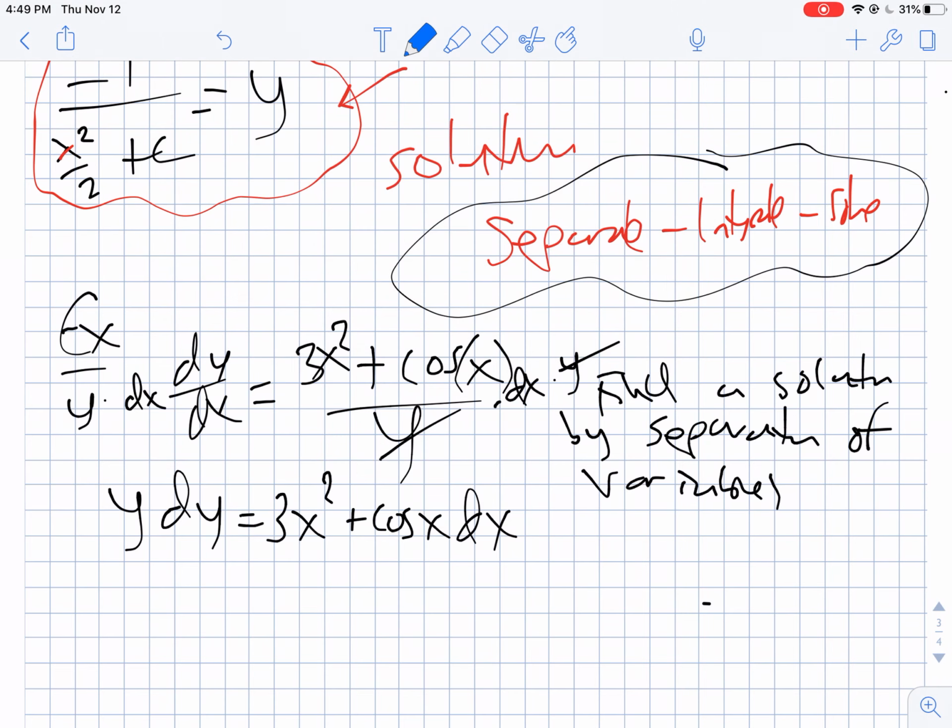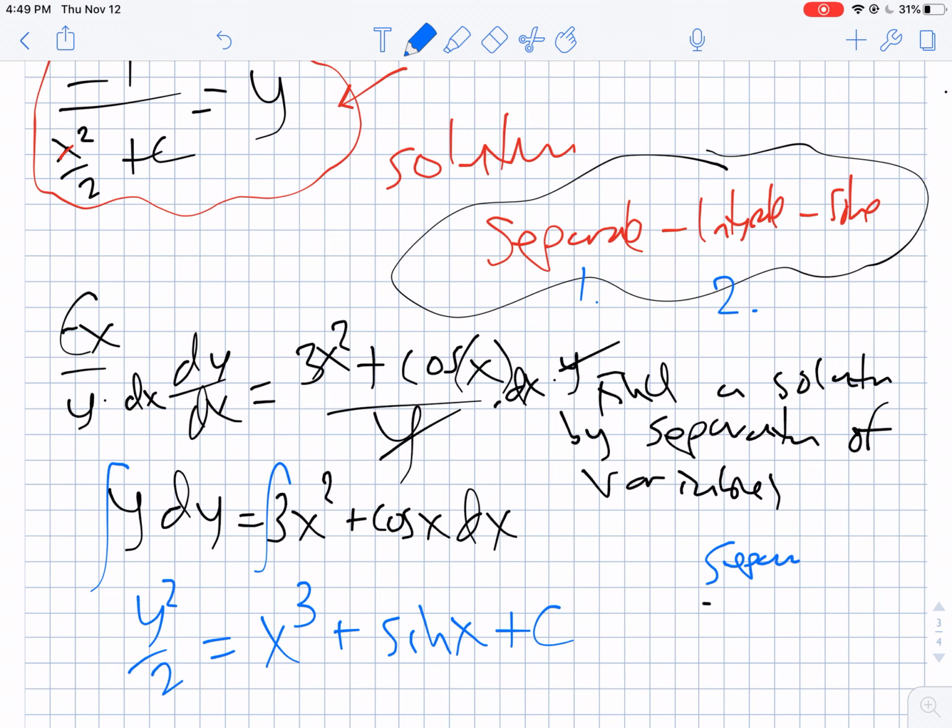So that was number 1. Now we'll go ahead and integrate for number 2. So we integrate the left side, so y squared over 2. Integrate the right side, x cubed plus, the derivative of sine is cosine, so sine x plus c. So I separated, I integrated, and now my last step is to solve for y.